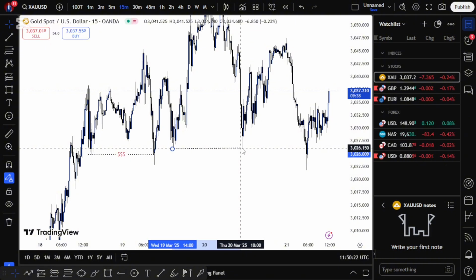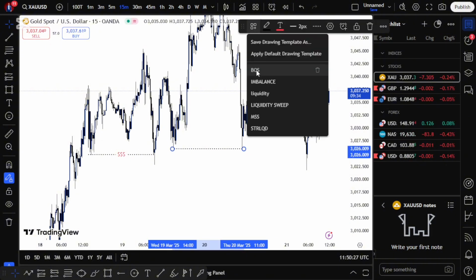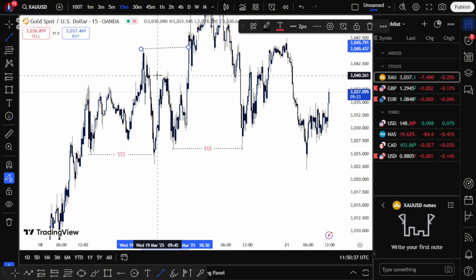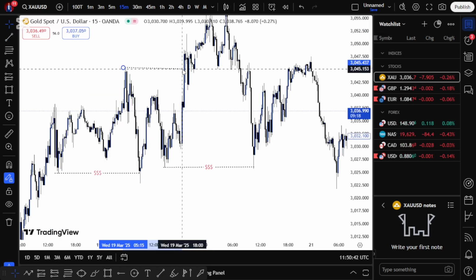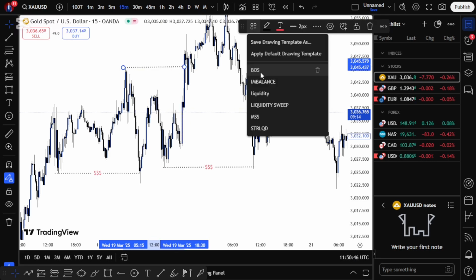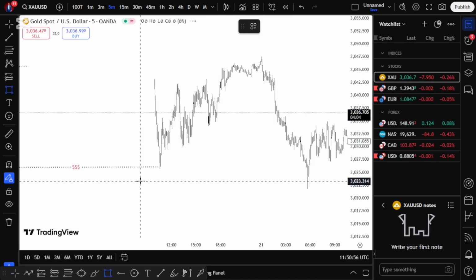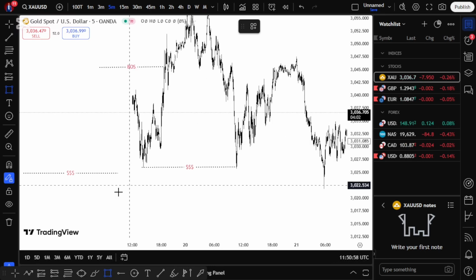And then we have a market structure shift, which is right there. So what happened? We have a break of structure, market structure shift. The market came down to sweep the liquidity within this area, and this was more or less my POI. So I'm going to go to the 5 minutes time frame and mark that area.